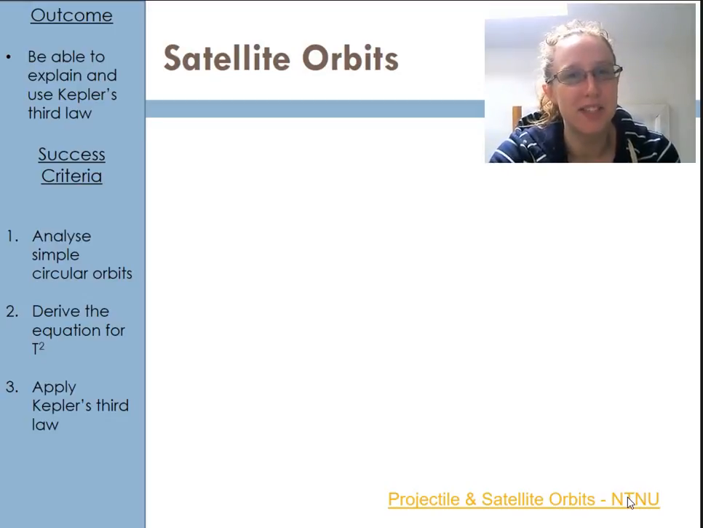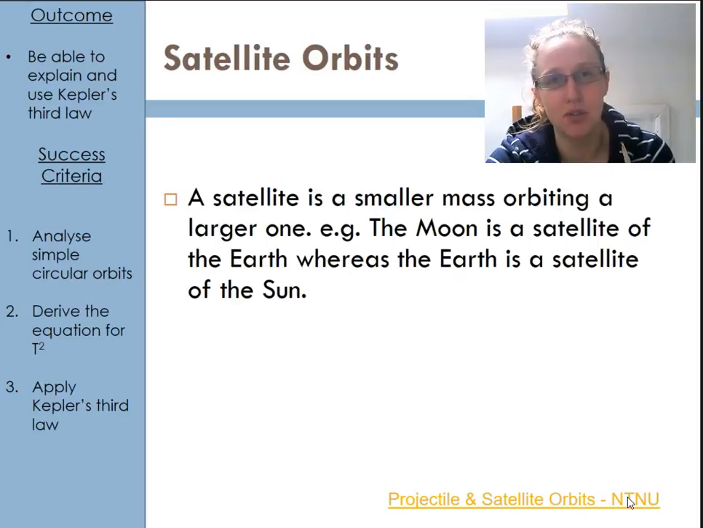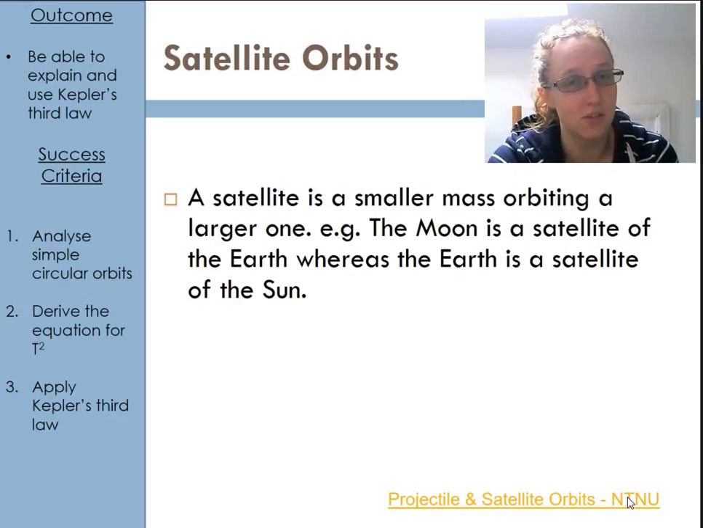Specifically, we're looking at the orbits of satellites, and by satellite I just mean a smaller mass that is orbiting a larger one. So for example, the moon going around us, so the moon is a satellite of the Earth. We go around the sun, so we are a satellite of the sun. Pretty straightforward.